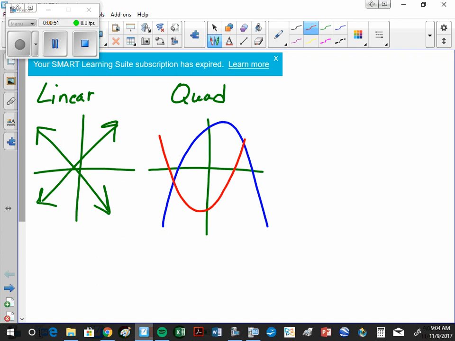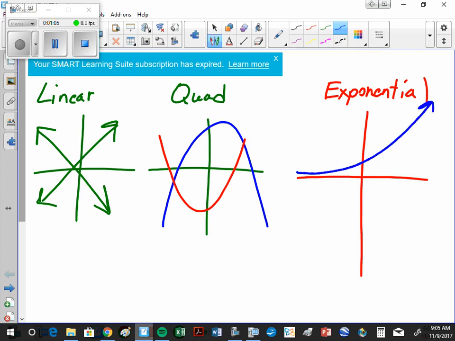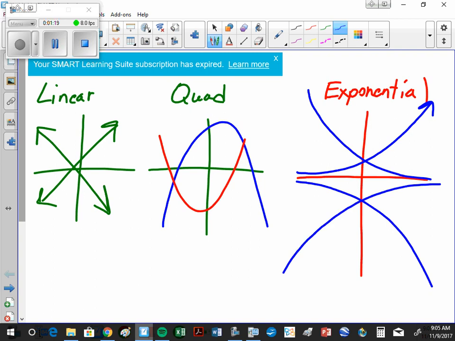What about exponential? Exponential either starts down by 0 and grows like this, or it starts up high and it ends close to 0. Now, it is possible to do the same thing on the other end, or like this. So each one of those is a different exponential graph. Okay.